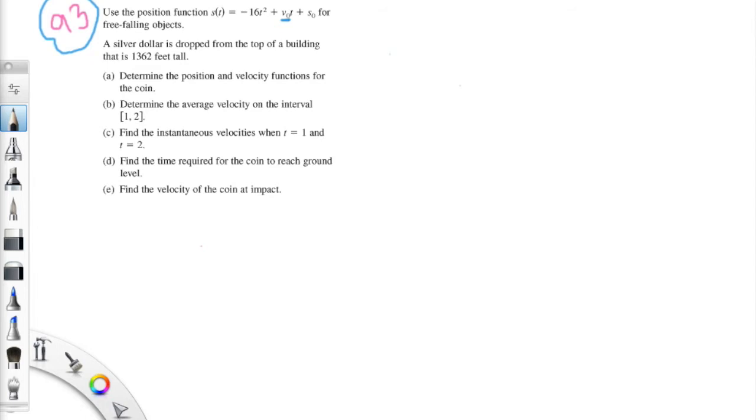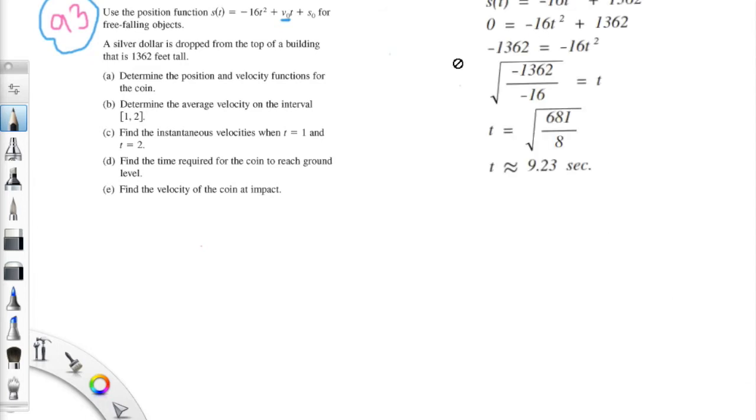So this is my work. I plugged in 0 here. I subtracted 1362, so I got negative 1362 equals negative 16t squared, and I took the square root of both sides. So t equals exactly the square root of 681 divided by 8, or approximately 9.23 seconds. So part E says find the velocity of the coin at impact.